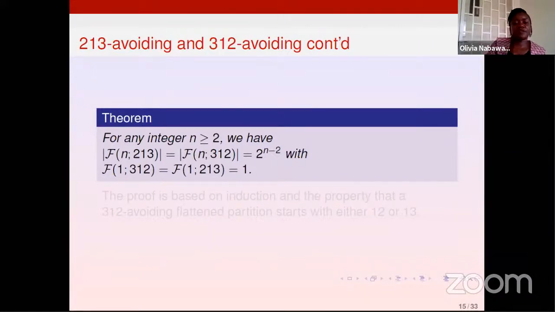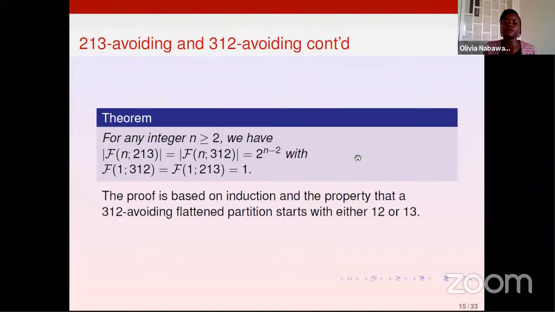Now, since we've said that these two sets have the same cardinality, in this theorem we try to give the closed form of the formula that gives us the size of these two sets. And we have that for any integer n greater than or equal to some initial value, the cardinality of those two sets is 2 to the power n minus 1 with those initial conditions. And the proof of this is based on induction and the property of 312 avoiding flattened partitions, that a 312 avoiding flattened partition either starts with the subword 1, 2 or 1, 3. Basically, that's the idea in the proof of that theorem.